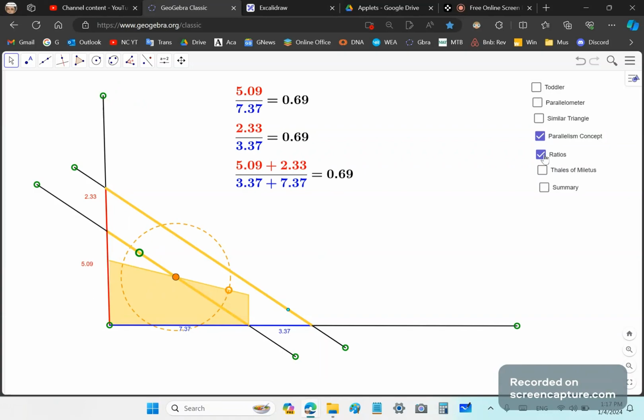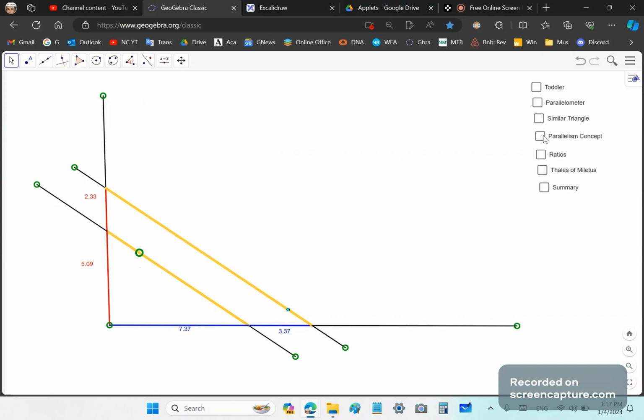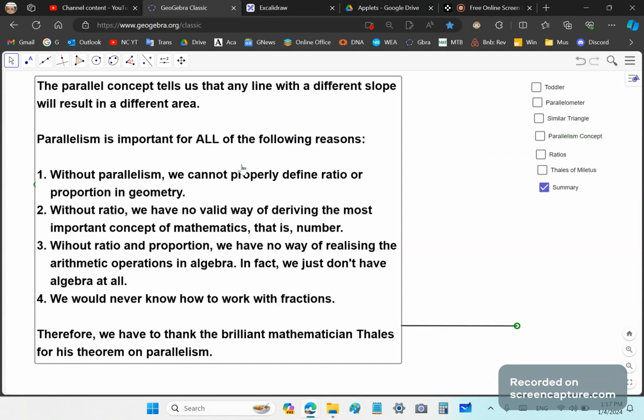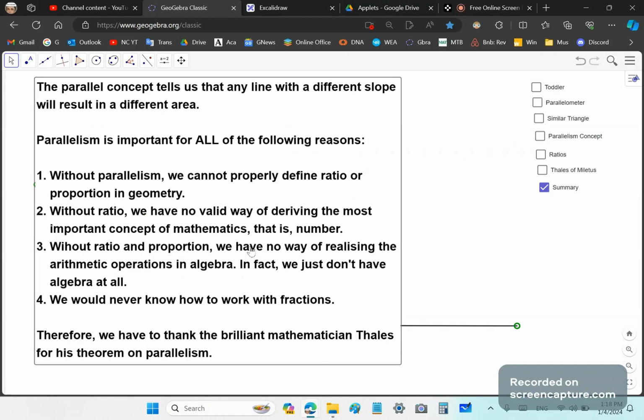Now, why are all these things so important? Well, the parallel concept tells us that any line with a different slope will result in a different area, as I just showed you. So parallelism is important for all of the following reasons. One, without parallelism, we cannot properly define ratio or proportion in geometry or in algebra or in statistics or any other way you like. You just don't have ratio without parallelism. Do you see how important it is?